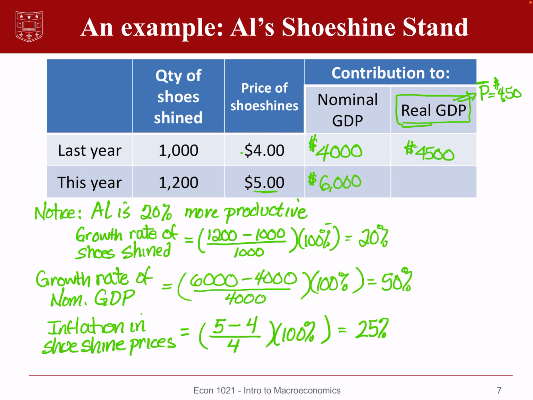And $4.50 times 1,200 shoes that are shined would mean that Al's contribution this year to GDP in real terms is 5,400. And so now what we could do is we can calculate the real growth rate in gross domestic product.